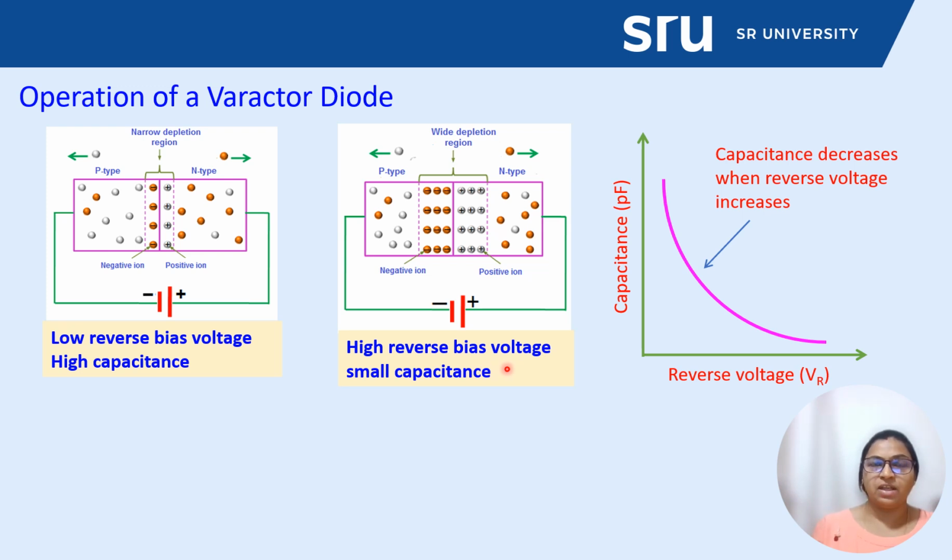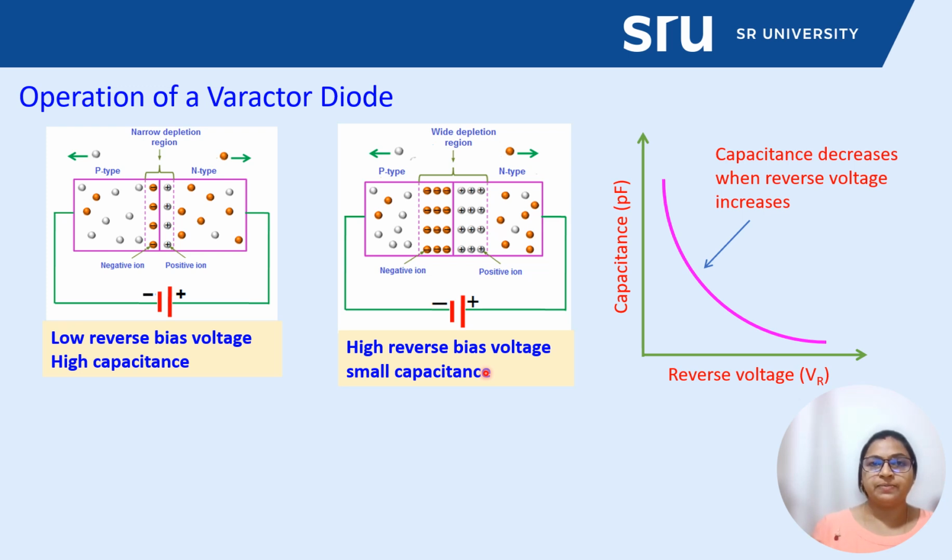This is very important to remember for the Varactor diode: in the reverse bias condition, while we are applying a very low reverse voltage to the system, the capacitance will be very high, and while we are applying a very high reverse voltage, the capacitance or amount of charge stored will be very less.